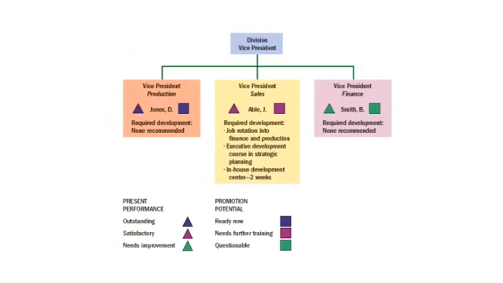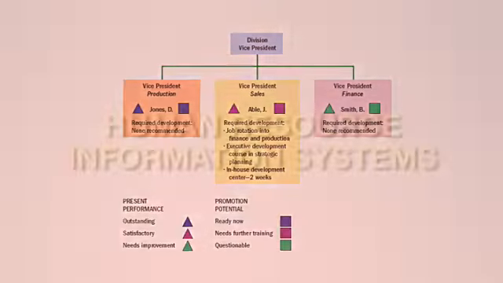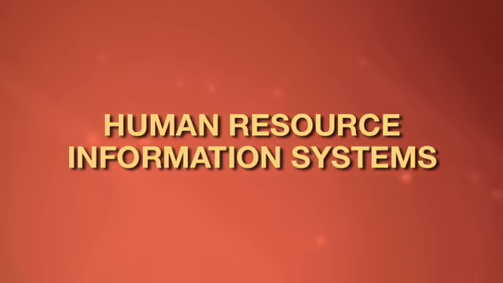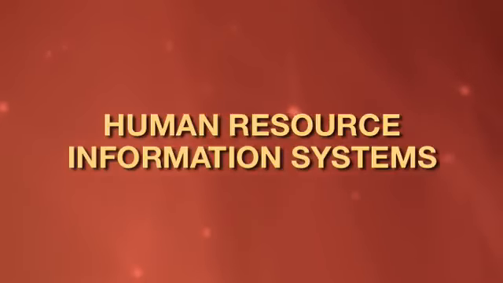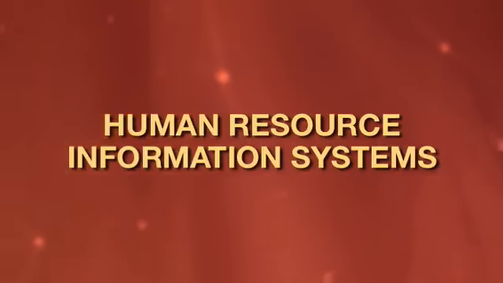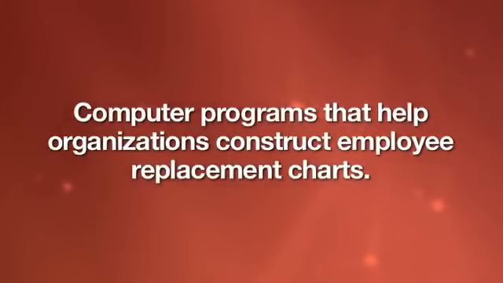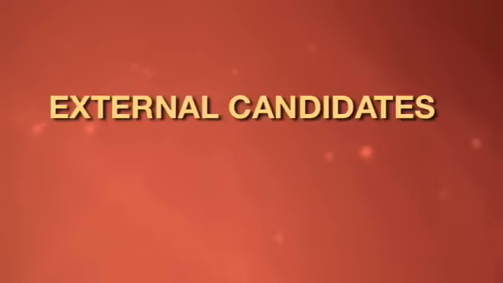Information like this can be very helpful for organizations in planning for things like retirement or in reacting quickly to an unforeseen resignation. It is interesting to note that there are computer programs that help organizations maintain information on their employees and help them construct these types of replacement charts. These are known as human resource information systems and can be used to track the qualifications of hundreds or even thousands of employees. Many organizations cannot survive without hiring externally.